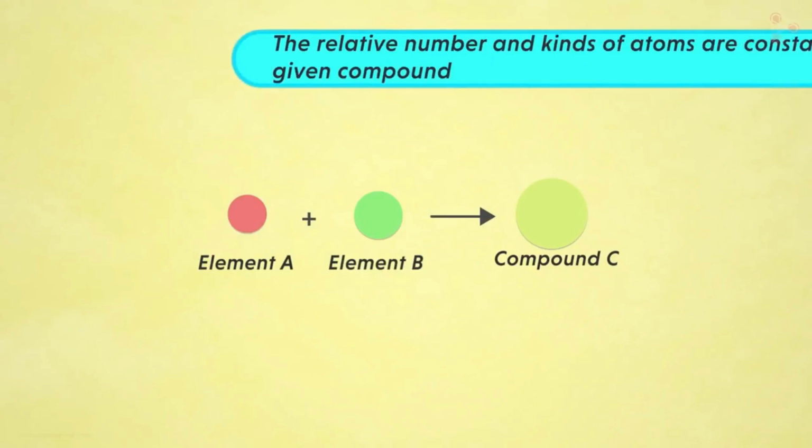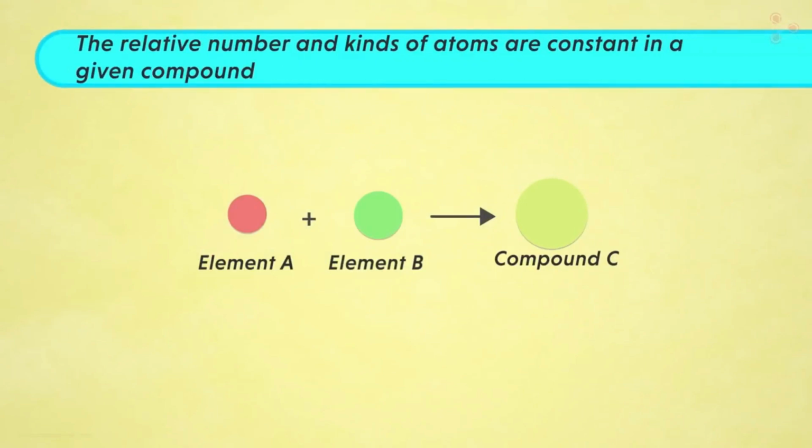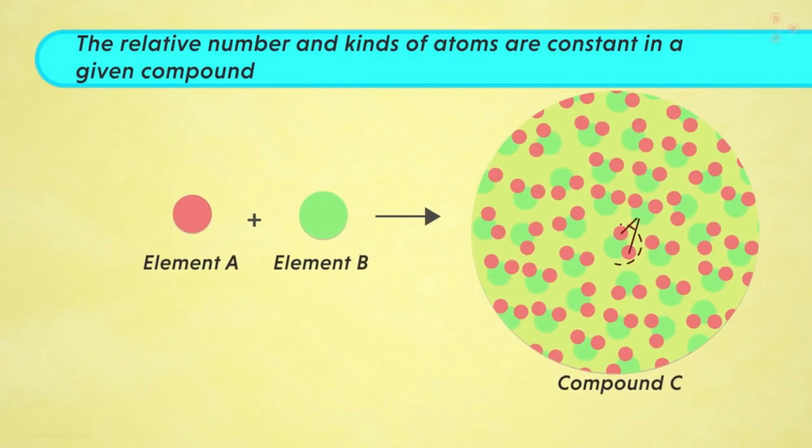Now for the last one. The sixth postulate states that the relative number and kinds of atoms are constant in a given compound. The same explanation that compound C has 2 atoms of element A and 1 of element B makes us understand this. Yes, if we scan compound C, we will always find 2 atoms of element A and 1 atom of element B in a single unit. And this is applicable for all compounds.